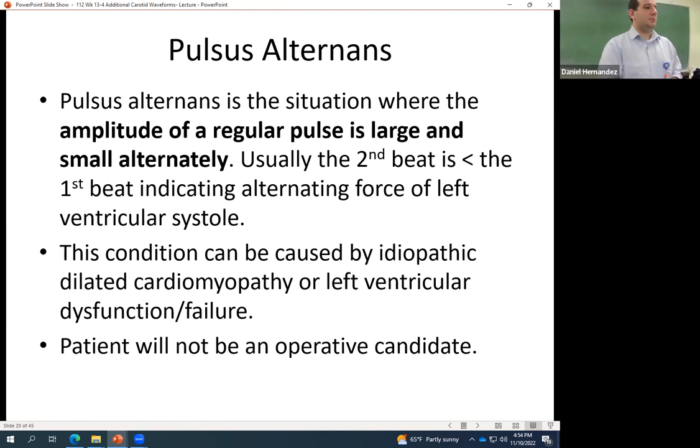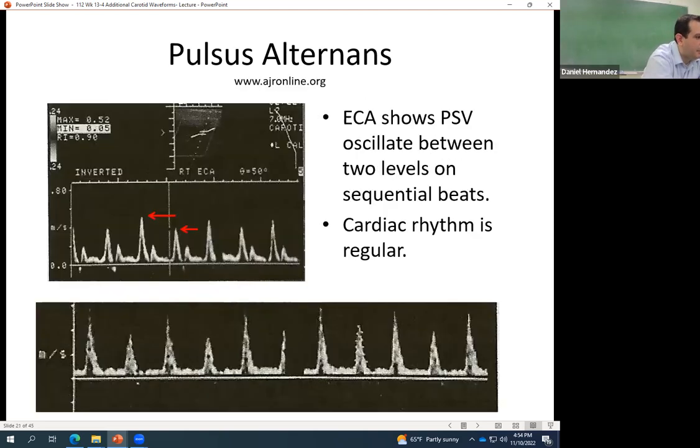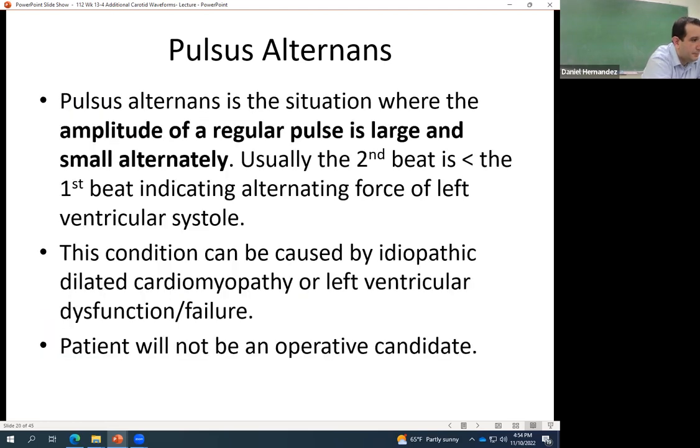So some of the things that we can pick up with our carotid Dopplers would be a condition called pulsus alternans. So this is a situation where the amplitude of the regular pulse is large and we get a small alternate pulse. So we're alternating between large and small, large and small. So the second beat is usually smaller than the first beat. First beat is typically larger.